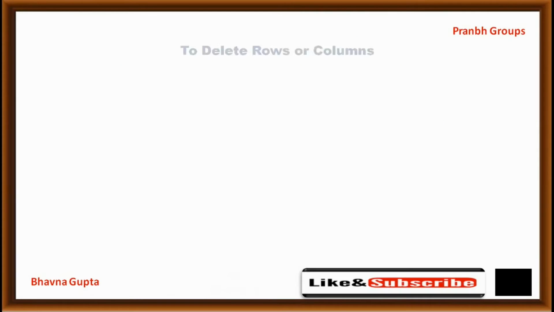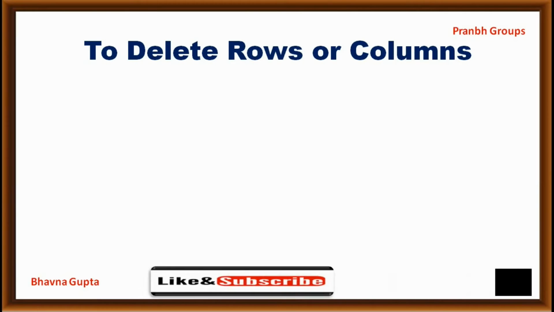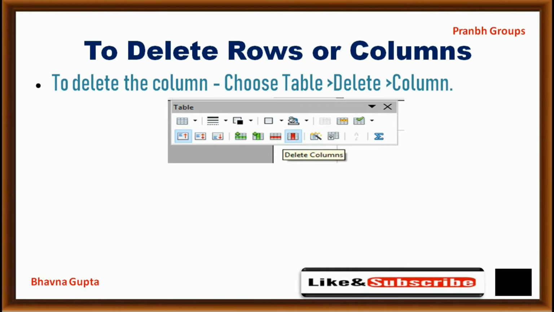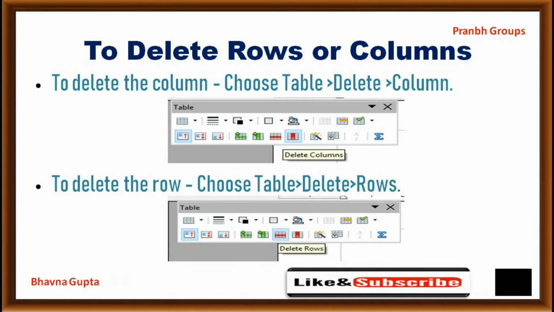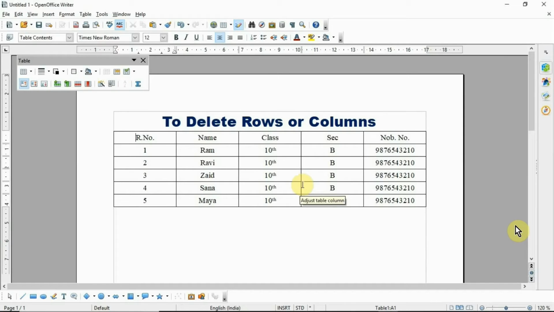Next topic, deleting rows and columns. If you want to delete a column, you can use the Delete Column button, and if you want to delete a row, you can use the Delete Row button. Let's do the practical and see how to delete a row and columns in the Writer document.